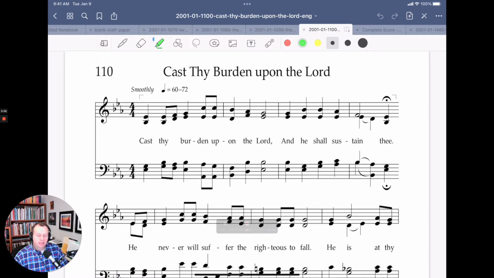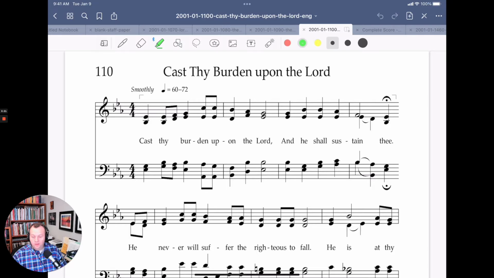How can you make a smooth, tiny, but delicious transition or even modulation right in the middle of your hymn or primary song? That's what we're going to talk about today in Dr. Doug's Daily Tips for Writing Great LDS Church Music. Today we're looking at hymn 110, Cast Thy Burden Upon the Lord.